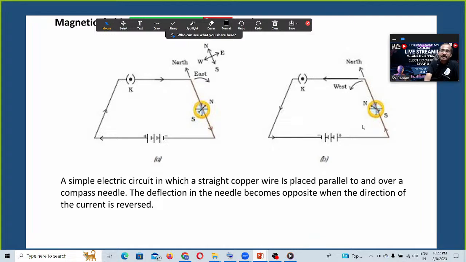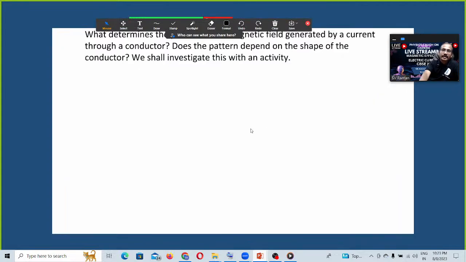Now in the second case, what happened? We changed the polarity of the battery. Here you can see plus minus, here you can see minus plus. So we have changed the polarity of the battery. Then the current is moving from down to top. Once the current direction changes, obviously the magnetic field direction also changes.